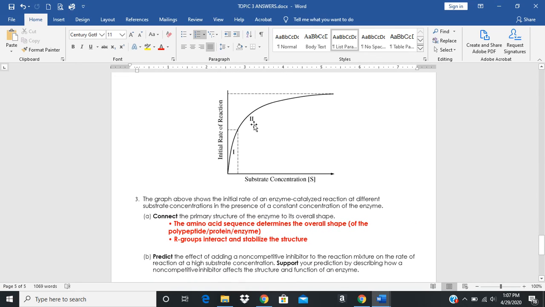Okay, at this point here in area 2, they're almost completely saturated, and then eventually it levels off because they are working at their maximum capacity. We have a limited amount of enzyme working with an unlimited amount of substrate. So there's a point where all the enzymes are occupied with substrate, they can't work any faster. They're working at their maximum capacity.